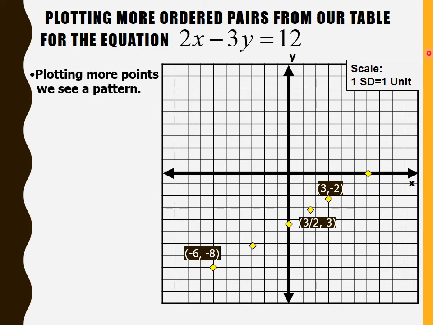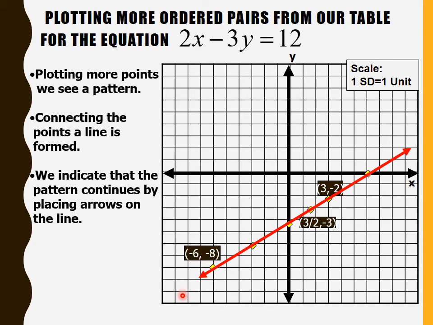We can furthermore plot numerous points which satisfy the given equation. For example, 3, minus 2, 1.5, minus 3, minus 6, minus 8, and so on. As we can see, after plotting all the points which satisfy this given equation, there is a pattern of the points. So we can see all of them lie on a straight line.